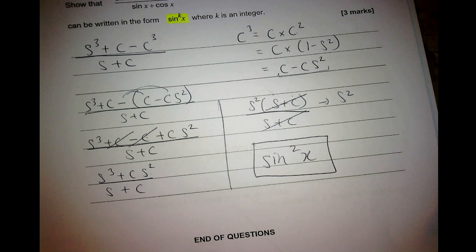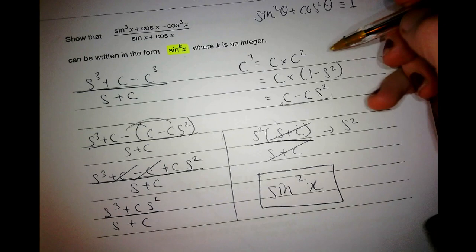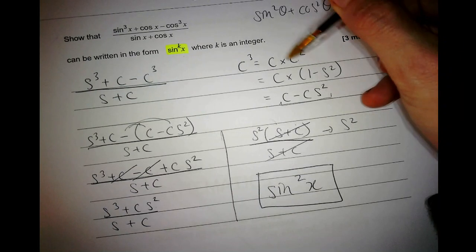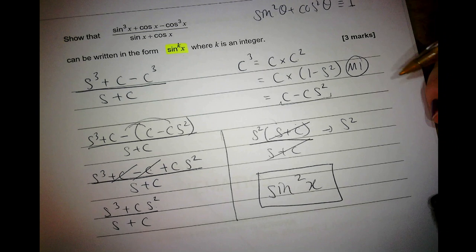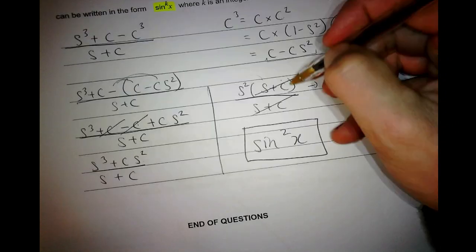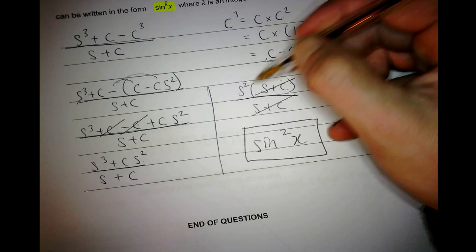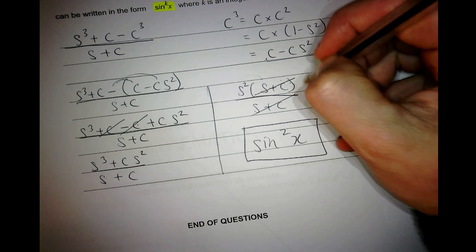You would get 1 mark for rewriting your cos cubed as cos times 1 minus sine squared. You would get 1 mark for getting up to this stage where you've factorised out a sine squared and got the sine plus cos. And then full marks for sine squared x as your final answer.